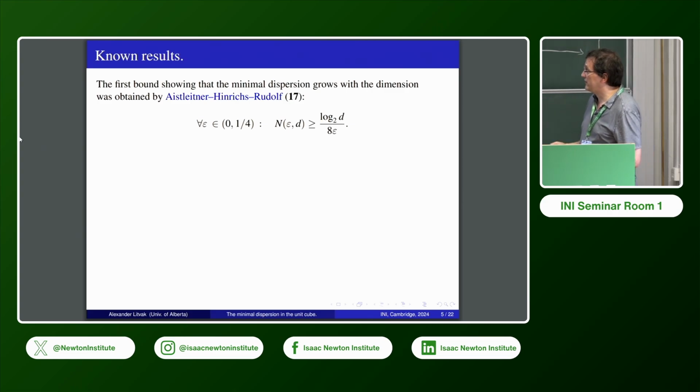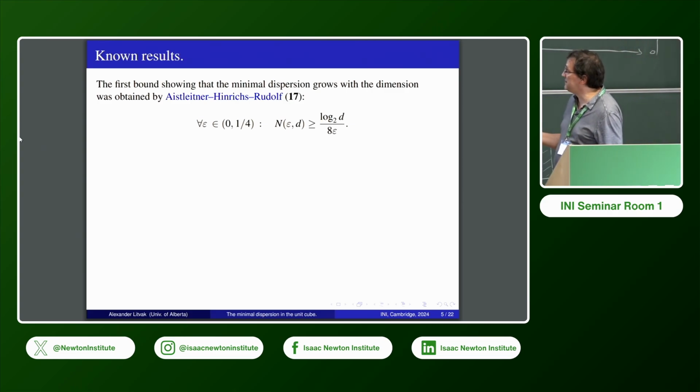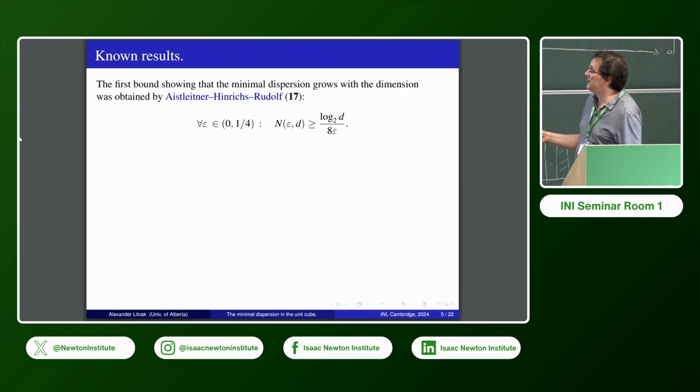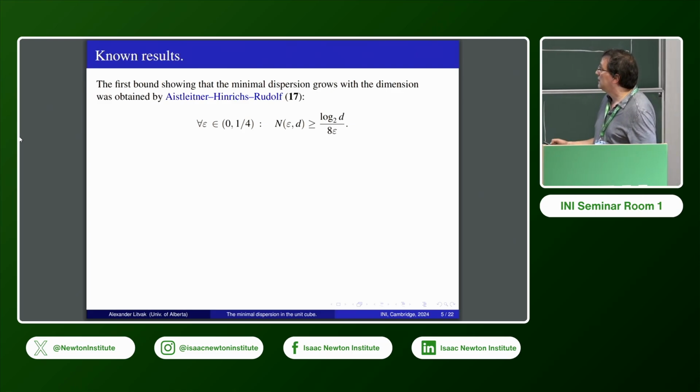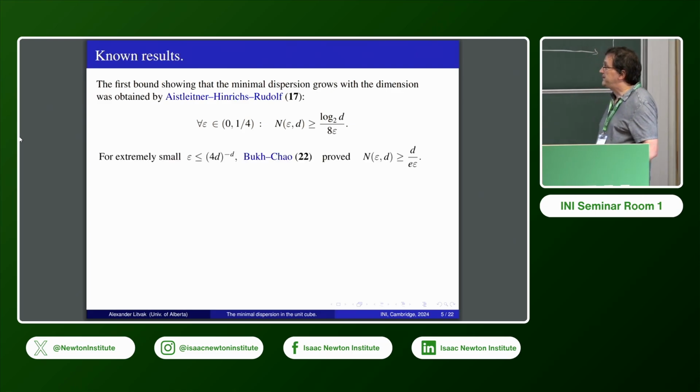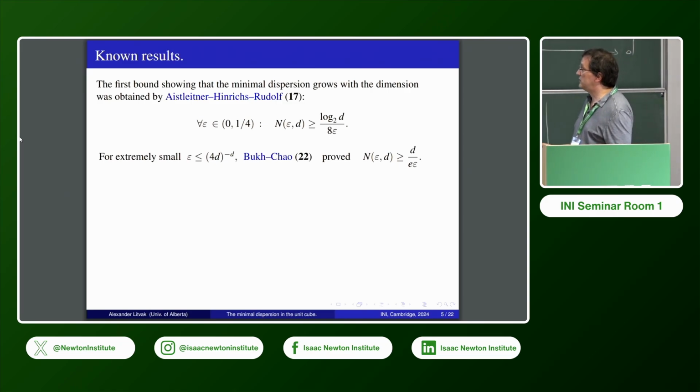Continuing with the lower bound, it was quite a big achievement in 2017 to show that in fact n(epsilon, d) grows with dimension. So it goes to infinity as d goes to infinity. And also in the same paper of Bukh and Cox, they proved that if epsilon is extremely small, then actually this logarithm can be improved to d.